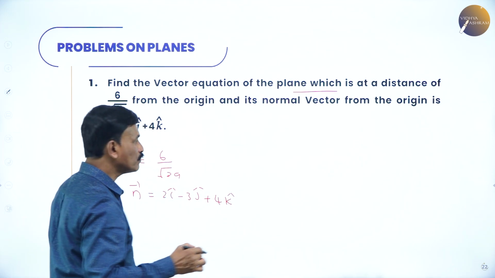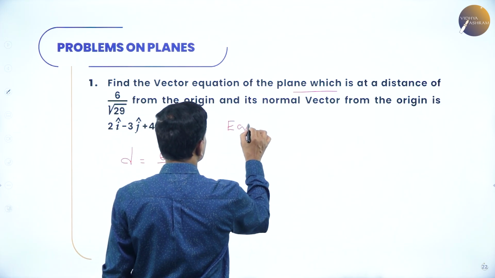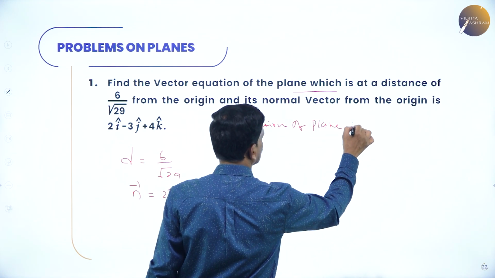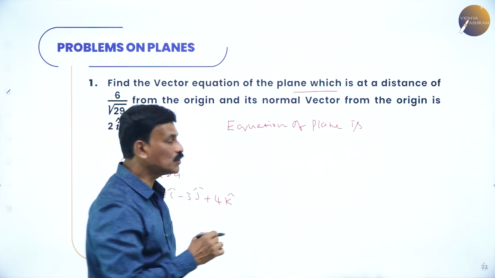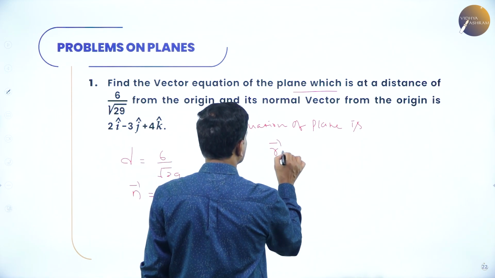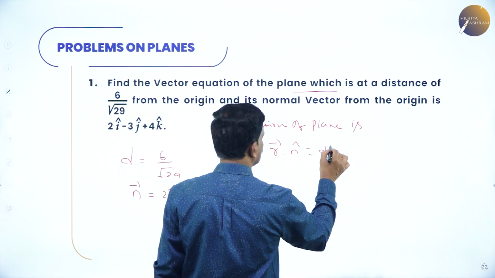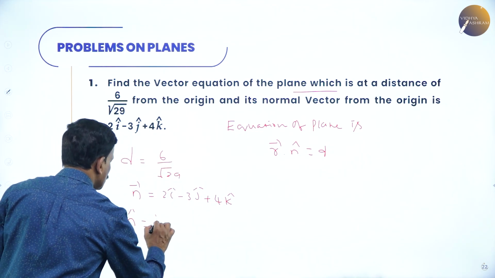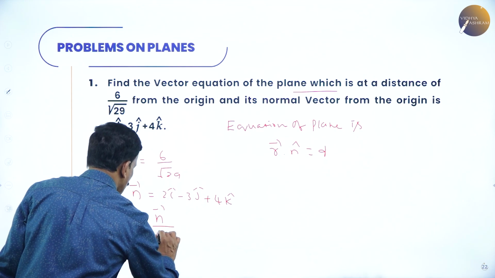What is the equation of the plane in the normal form? The equation of the plane is very simple. The equation of a plane is r dot n equal to d, or vector r dot n cap is equal to d. Now, here just find out the n cap. n cap is equal to vector n divided by its own length.